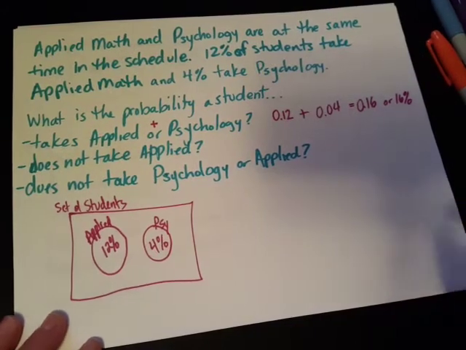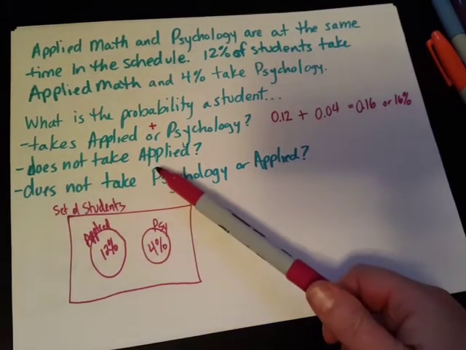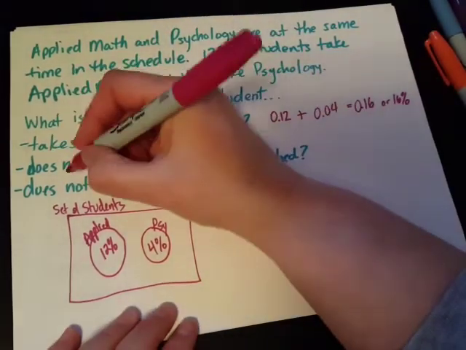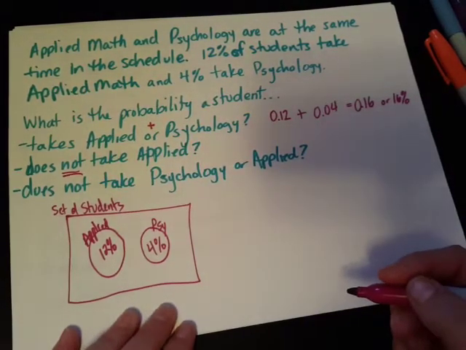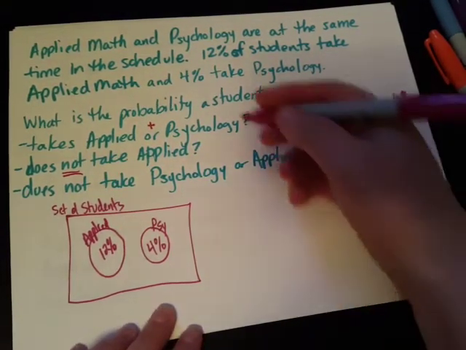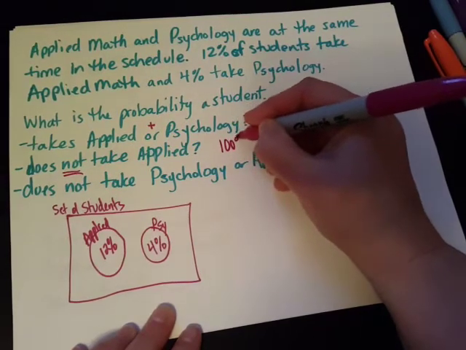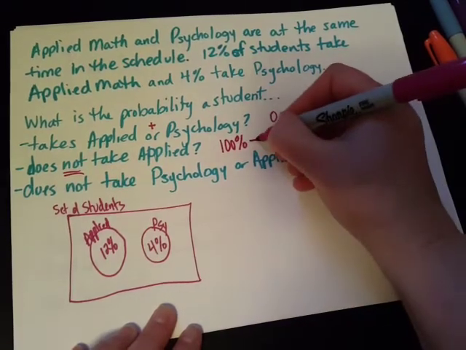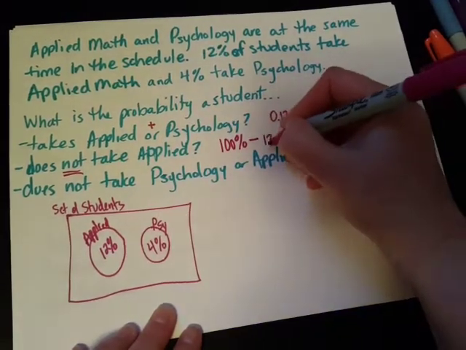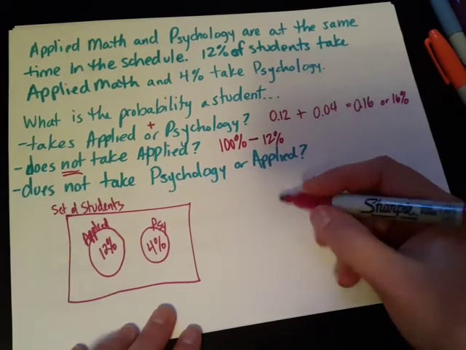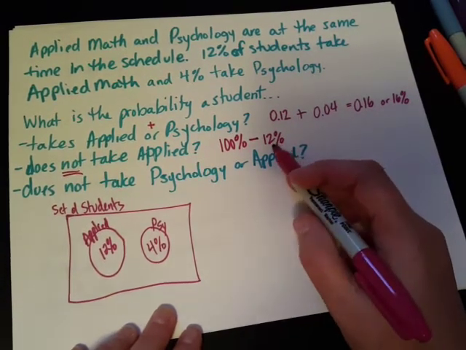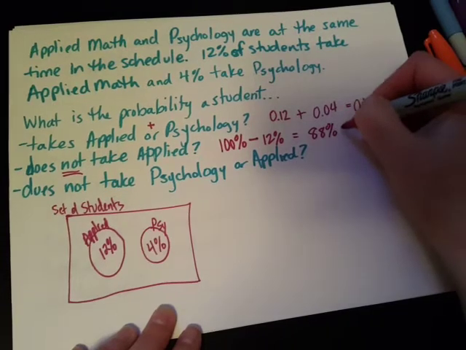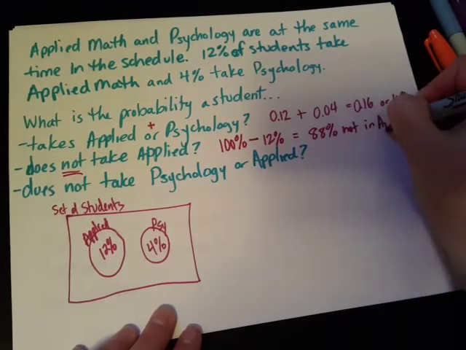So next question, what is the probability a student at the school does not take applied? So whenever we're seeing that word not, we're thinking about the complement. So the complement being one, or one whole student body. So let's say 100%. And I'm just going to use the actual percent. So might as well take 100% and subtract off the probability of a student actually being in applied. So the probability of event A actually happening. And if we subtract that, then we'll get 88% not in applied.